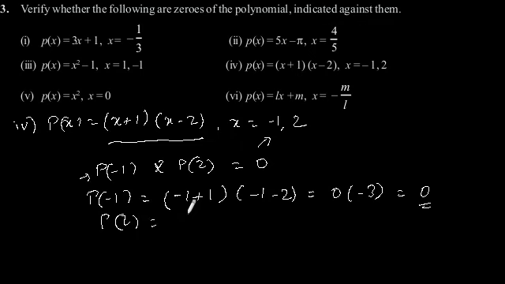p(2) is (2 plus 1) into (2 minus 2), 3 into 0 is equal to 0. So here we can see that we are getting p(minus 1) is equal to 0 and p(2) also as 0. So we can say that x is equal to minus 1 and 2 are zeros of the given polynomial. So the answer is yes.